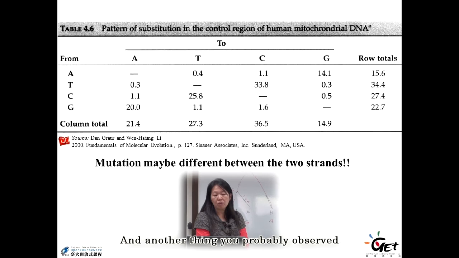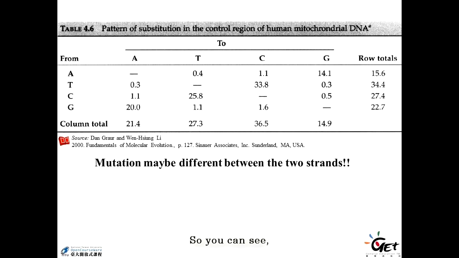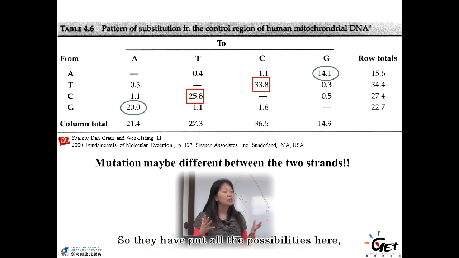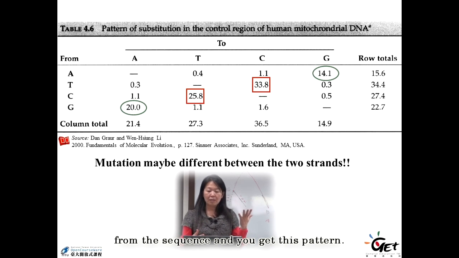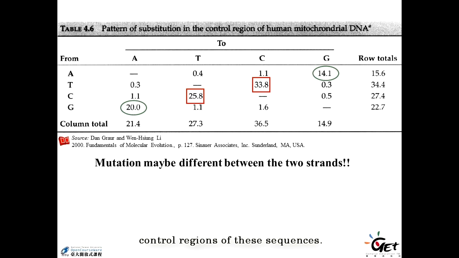Another thing you also probably observe is there are a lot of changes happening in certain compositions, right? So we can see, for example, the A to T change is 0.4, but the A to G change is 14.1. So the pattern is quite different from the row counts. So you can see the differences in all the mutation directions. So they have put all the possibilities here, then you count all the changes from the sequence, and you get this pattern. So you can look at the control region of the sequences.